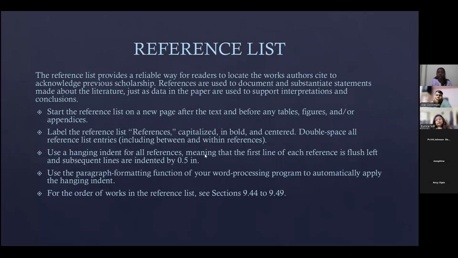Then we are also using a hanging indent for all the references, meaning the first line of each reference will be flush left, at the left margin. And then the second line will be indented by 0.5 inch. So you tab it and it moves in with a space. This style is called a hanging indent. Am I making sense? Any questions about this? Are you all understanding?